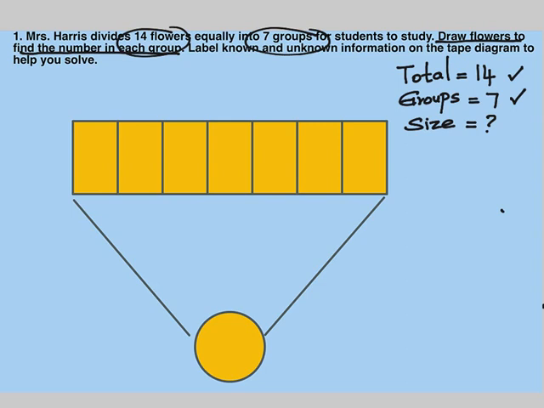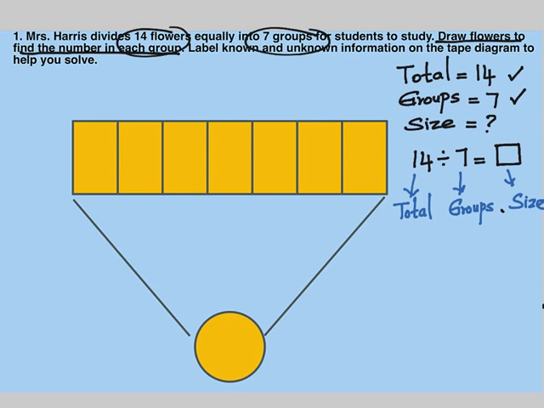So the division number sentence will be 14 divided by 7 equals unknown. That is something that we have to find. So this 14 here is the total number of flowers, and this 7 here is the number of groups, and what we have to find is the size of one group, or size of each group.